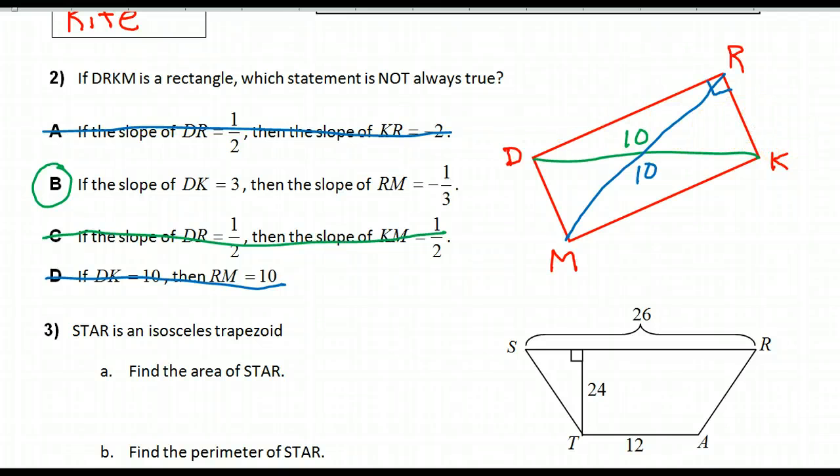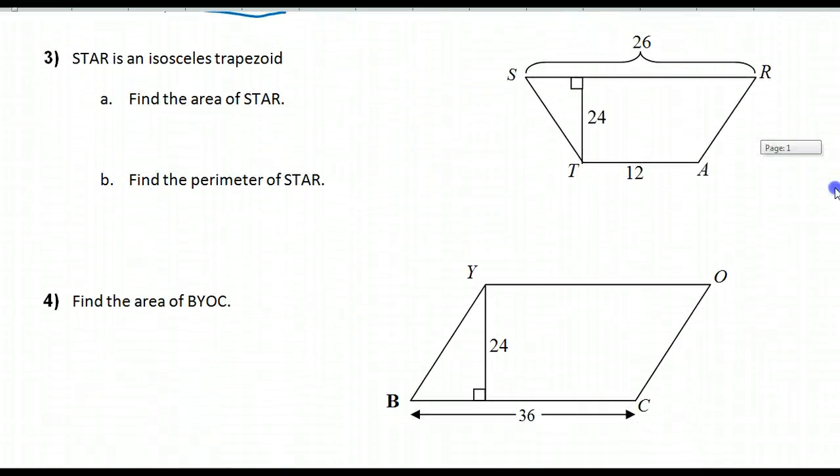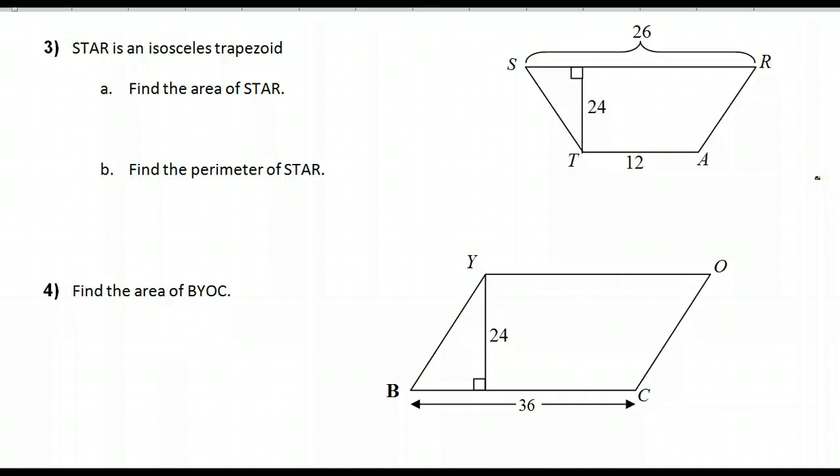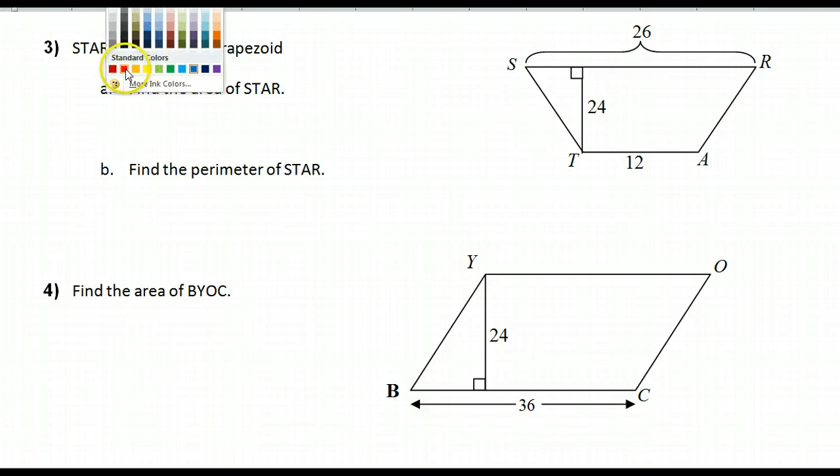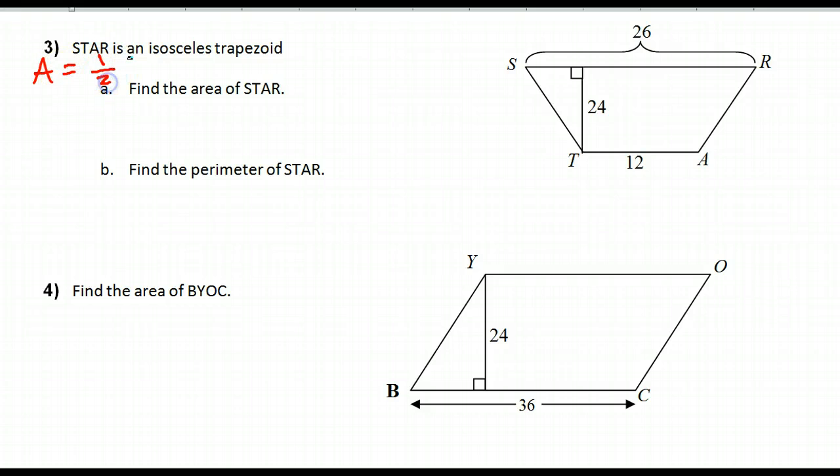Alright, let's look at number 3. STAR is an isosceles trapezoid. We need to find the area. Well, the area of a trapezoid is 1/2 base 1 plus base 2 times the height. That should sort of remind you of the area of a triangle, 1/2 base times height. But instead of base, it's base 1 plus base 2.